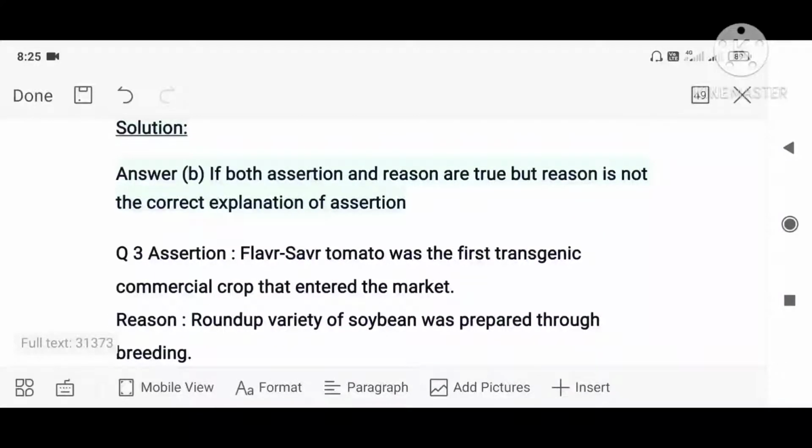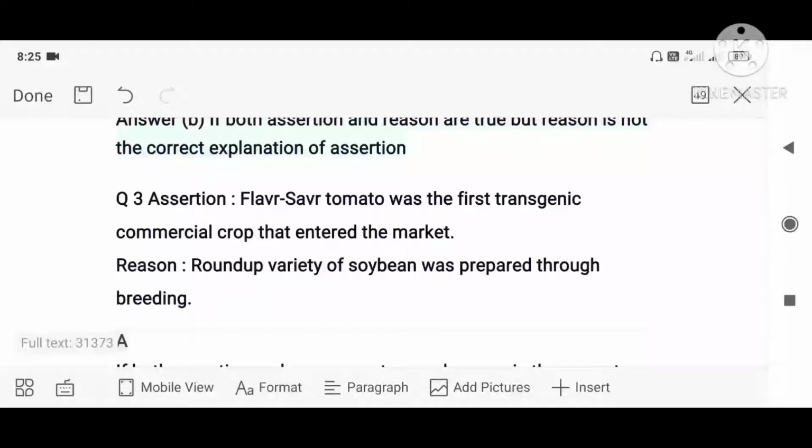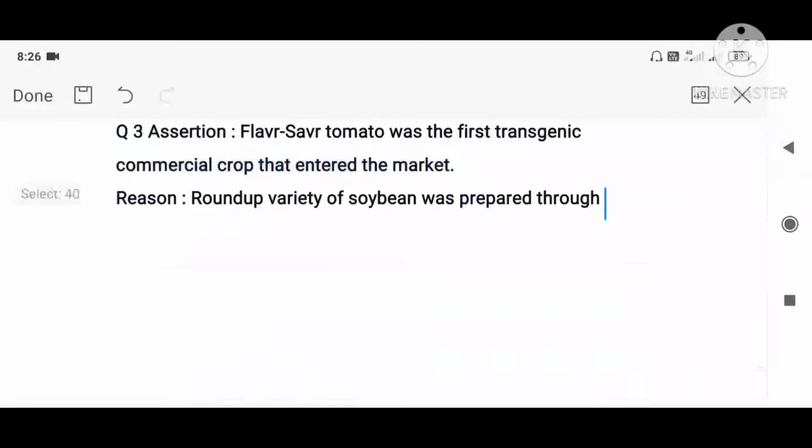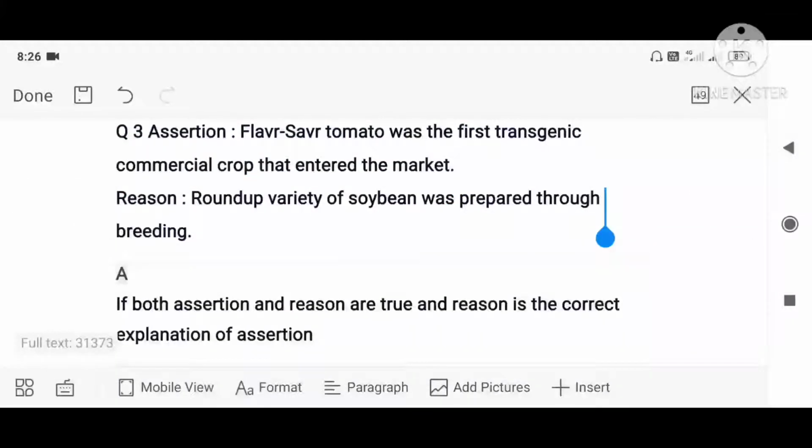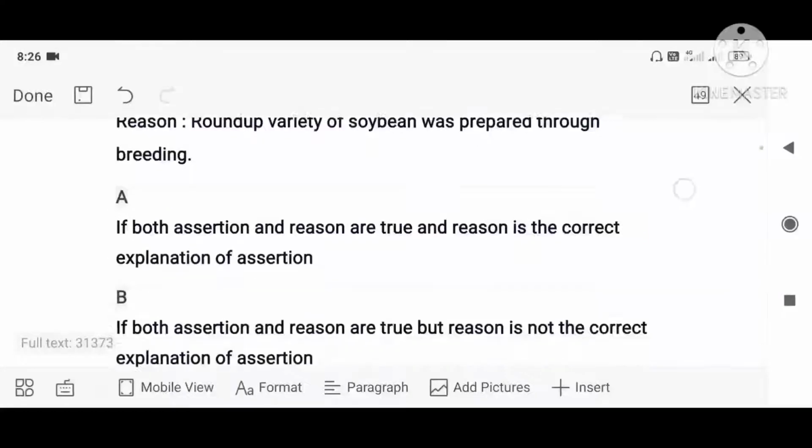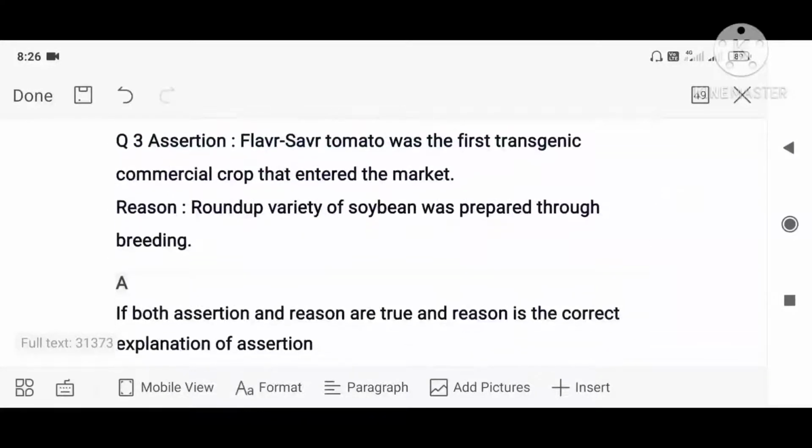Moving on with the third question. Flavr Savr tomato was the first transgenic commercial crop that entered the market. Okay, yes, so that is number 1. Roundup variety of soya bean was prepared through breeding. So two different things, you see: one is saying something about soya bean and the other is saying something about tomato.